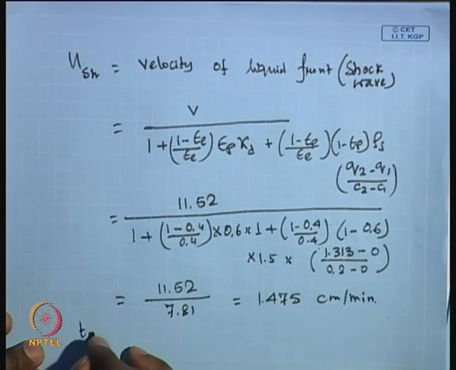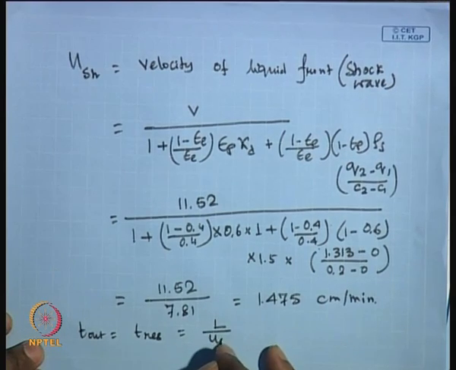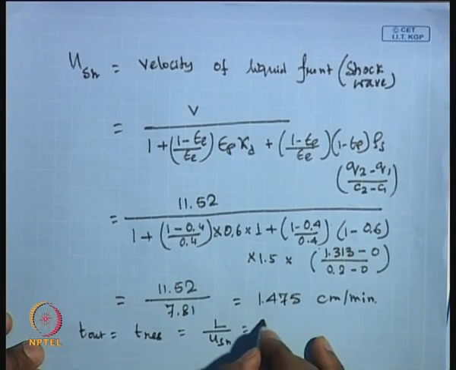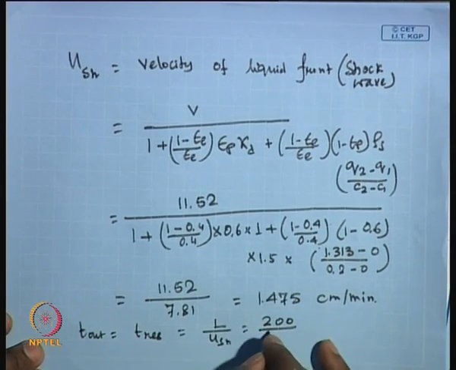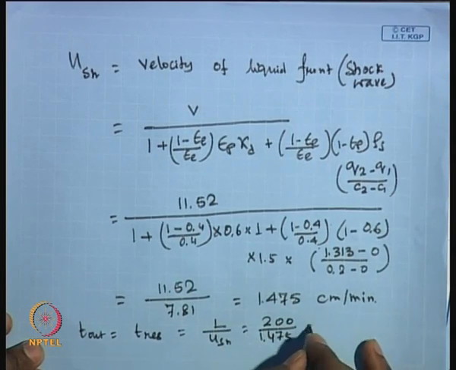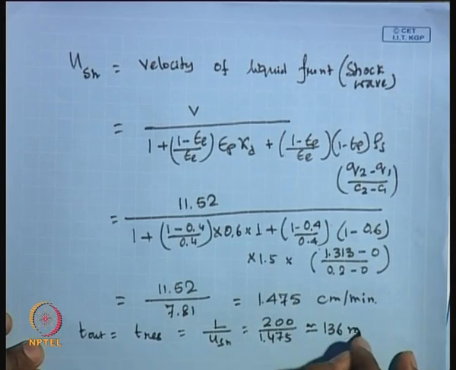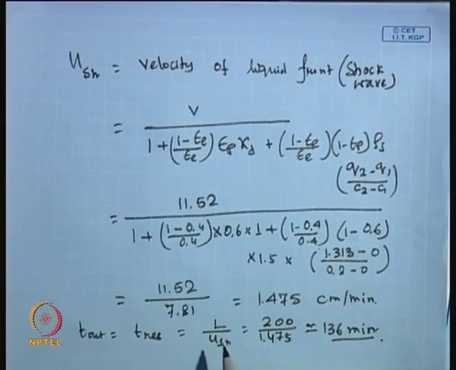So T out, that is the same as the residence time, is nothing but L divided by the shock wave velocity. In this case the length is 2 meter, so 200 centimeter, 200 divided by 1.475, and it turns out to be around 136 minutes. So that is the residence time for this particular solute when it comes out of the column. Now, if you have another solute in addition to this one, okay.